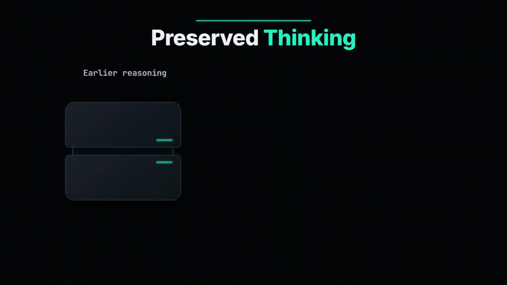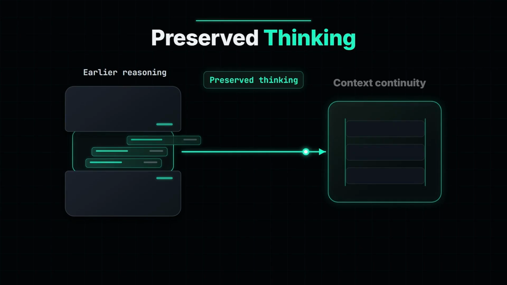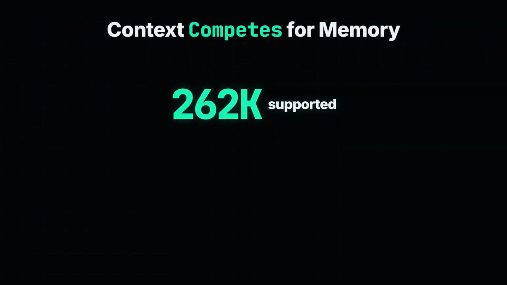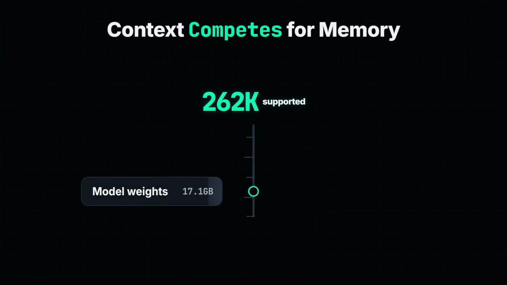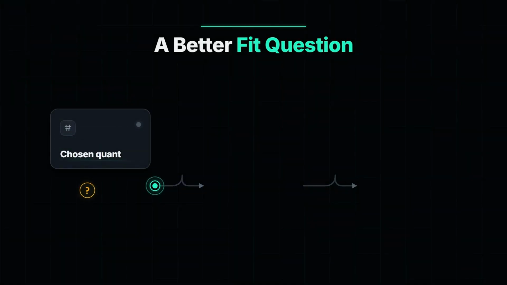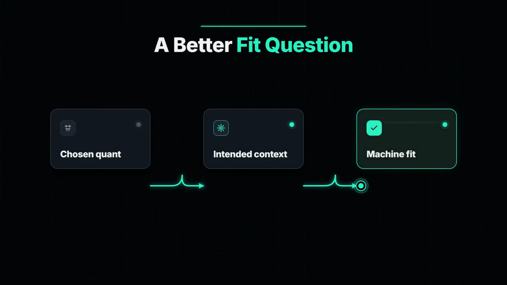Suppose a later reply needs earlier reasoning. Preserved thinking keeps those reasoning blocks and helps reuse the KV cache, or saved context state. The 262,144 token limit describes supported sequence length. It doesn't promise that maximum context fits comfortably beside the model file. So test the real combination: chosen file, runtime state, and intended context. Free storage alone cannot answer that fit question.